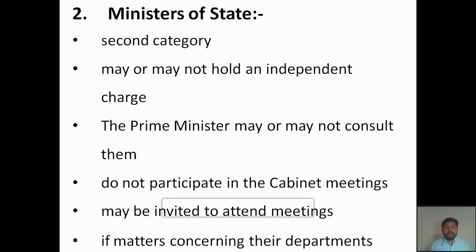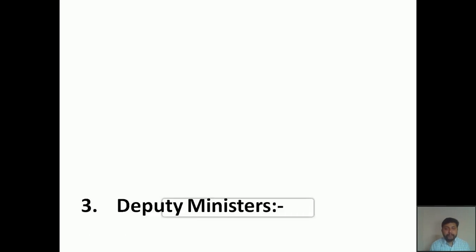If the matters do not concern their departments, the prime minister will not simply invite a person to attend the cabinet ministers' meeting or some other meetings. But if the cabinet is discussing an important matter related to certain departments which are held or managed by the ministers of state, in those cases, according to the interest of the prime minister, the minister of state can take part in the meetings.